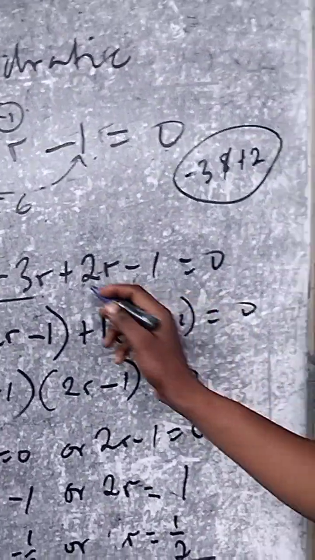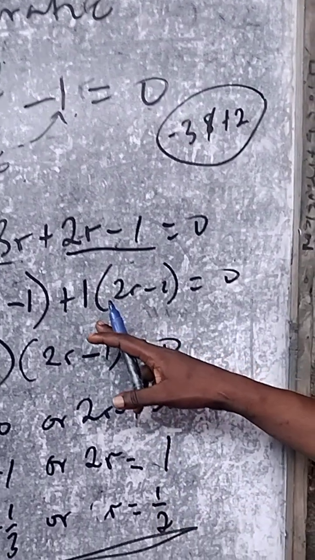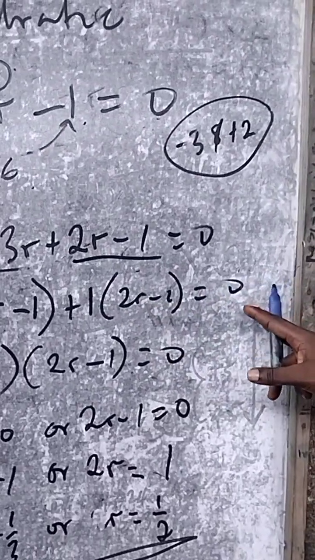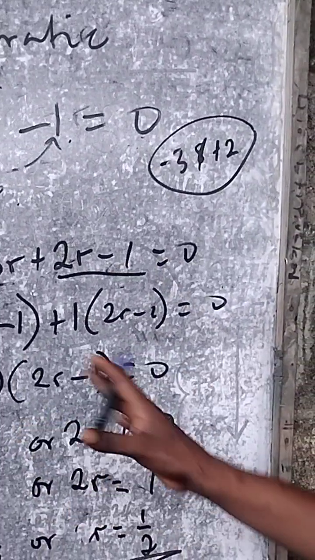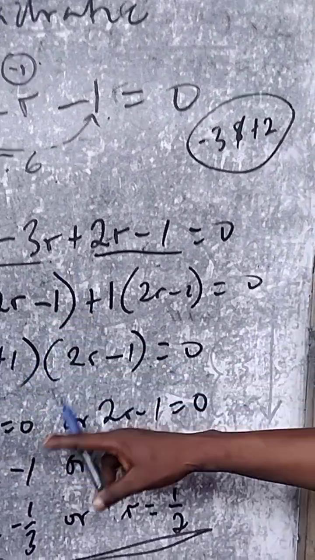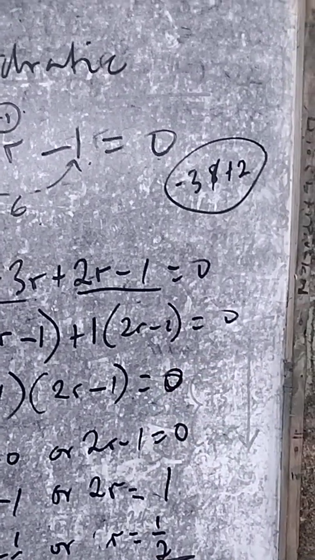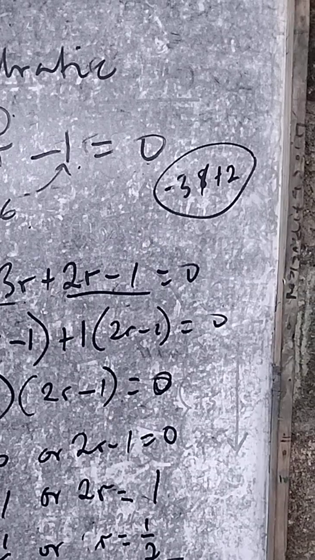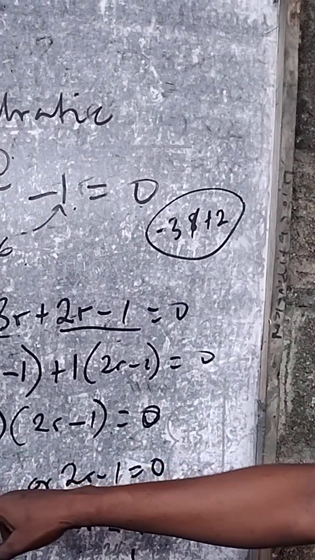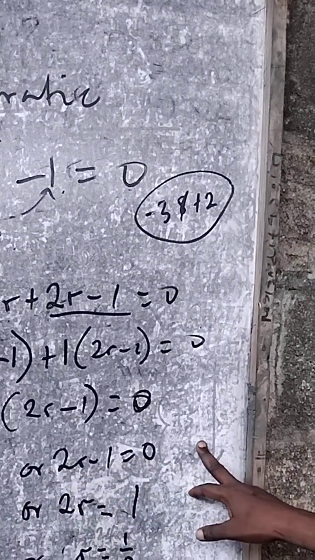Come to this other one too. 2R minus 1. What is common there? 1 is common to both of them. So it will remain 2R minus 1, all equal to 0. So factorizing and grouping them together, 3R plus 1 into 2R minus 1 is equal to 0. Then when you open up the factorized terms, it implies that 3R plus 1 is equal to 0 or 2R minus 1 is equal to 0.